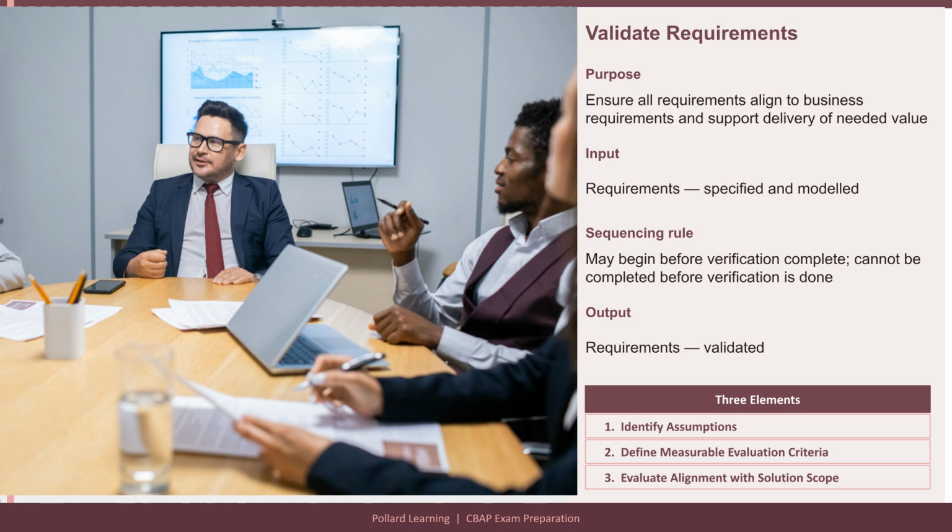While expected benefits are typically defined as part of the future state, the specific criteria for measuring whether those benefits have been achieved are often not included. Validation requires the business analyst to define how success will be measured after the solution is implemented. This means establishing a baseline, the current state measurement before the solution goes live, and a target, the performance level that confirms the business objective has been achieved. Without measurable evaluation criteria, there is no way to confirm after implementation whether the solution delivered what it was supposed to. The third element is evaluate alignment with solution scope.